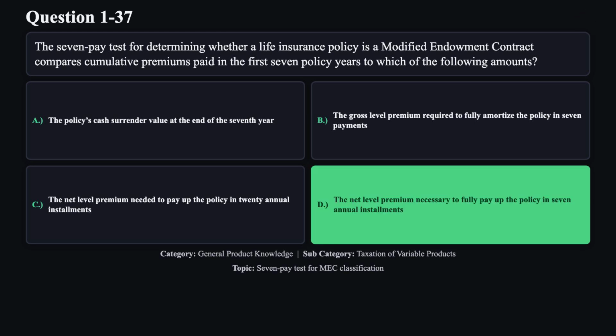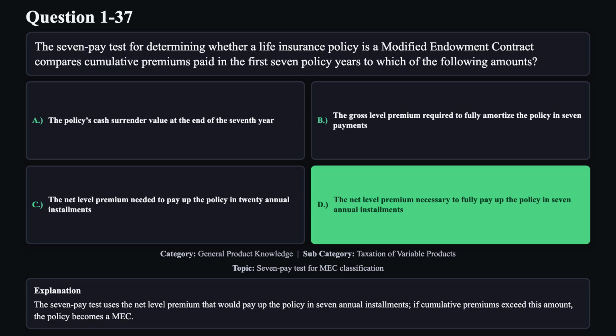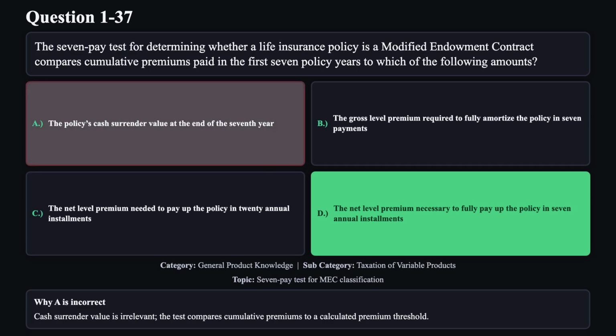The correct answer is D. The 7-pay test uses the net level premium that would pay up the policy in 7 annual installments. If cumulative premiums exceed this amount, the policy becomes a MEC. Reason A is not correct. Cash surrender value is irrelevant. The test compares cumulative premiums to a calculated premium threshold.